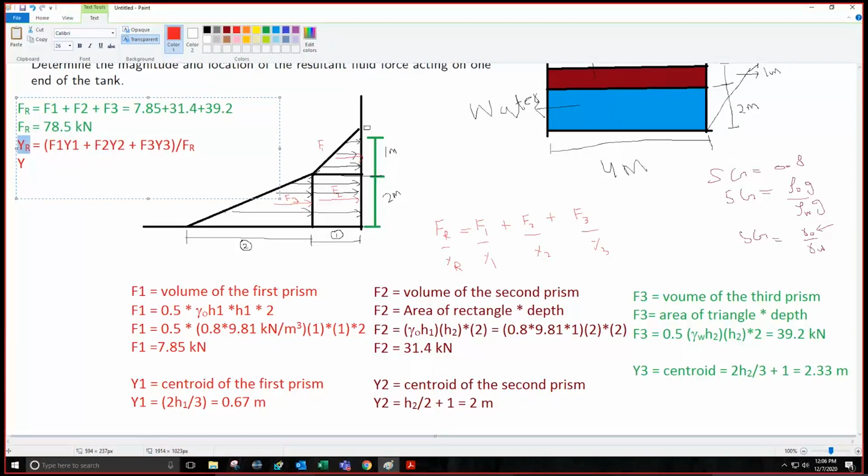We know all the values in this formula, so we'll just be writing the answer, which is equal to, just quickly multiply and divide. F1 is 7.85 multiplied by 0.67 plus F2, which is 31.4 multiplied by Y2, which is 2, and then plus F3, which is 39.2 multiplied by 2.33, which is Y3. This comes out to be 159.39.